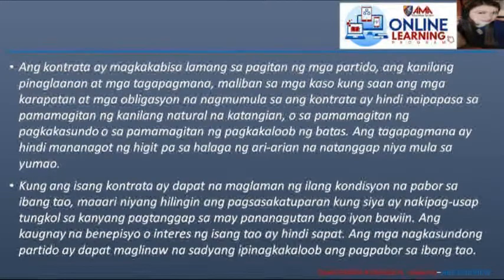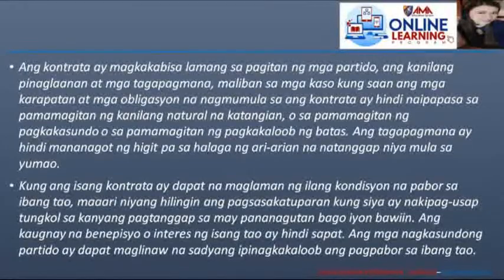Paragraph 1. Ang kontrata ay magkakabisa lamang sa pagitan ng mga partido, ang kanilang pinaglaanan at mga tagapagmana, maliban sa mga kaso kung saan ang mga karapatan at mga obligasyon na nagmumula sa kontrata ay hindi na ipapasa sa pamamagitan ng kanilang natural na katangian o sa pamamagitan ng pagkakasundo o sa pamamagitan ng pagkakaloob ng batas. Ang tagapagmana ay hindi mananagot ng higit pa sa halaga ng ari-arian na natanggap niya mula sa yumao.